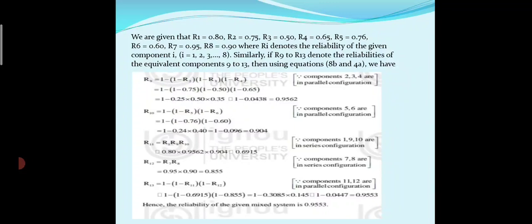Then next is R13. R13 is equal to 1 minus (1 minus R11)(1 minus R12). This is the formula for R11 and R12 when they are in parallel configuration. So R13 becomes 0.9553. Hence the reliability of the given mixed system is 0.9553. Thank you.